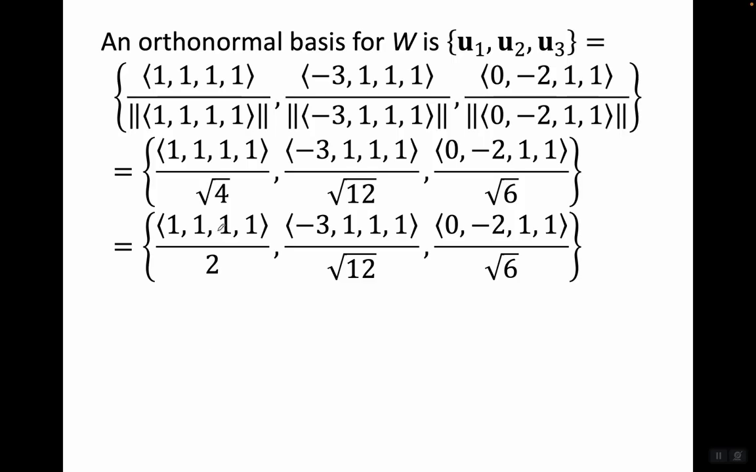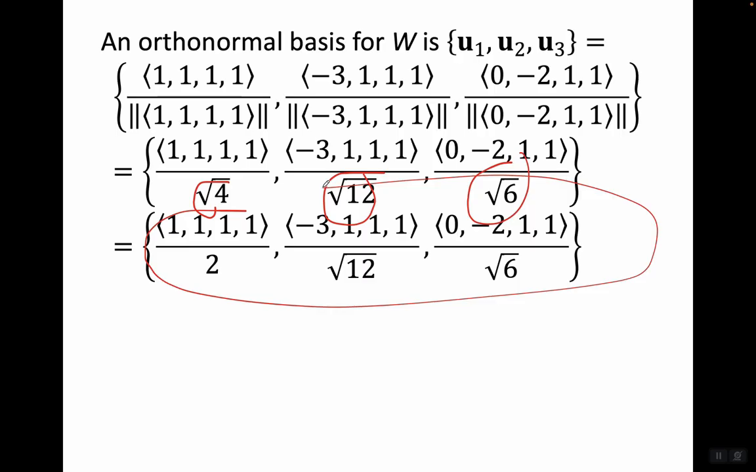So do the math. The length of the first vector is going to be root 4. Second is root 12. Third is root 6. So this is what we end up with. Okay, 1, 1, 1, 1 over 2, negative 3, 1, 1, 1 over root 12, and 0, negative 2, 1, 1 over root 6.